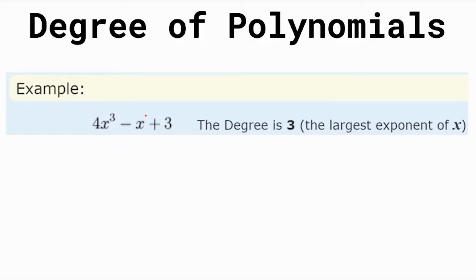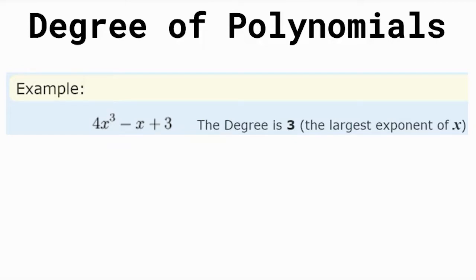The reason why the degree is important is because it dictates what the graph looks like more than anything else, because it's the biggest power. That's why it's an important concept to study for the degree. It dictates what the graph looks like more than anything else.